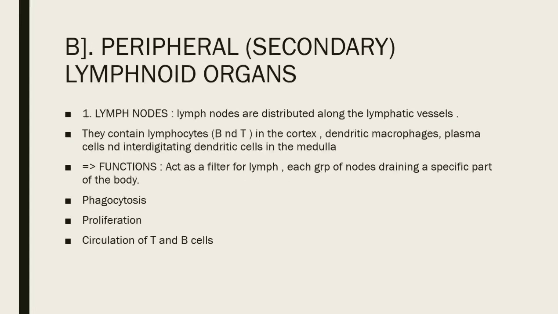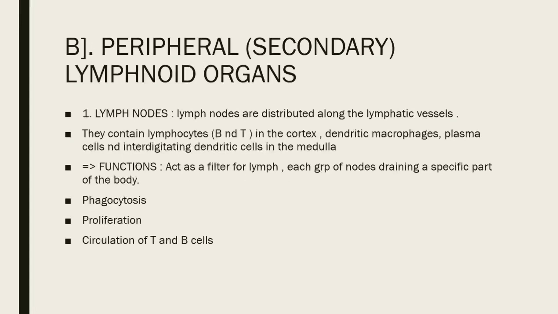Now, peripheral or secondary lymphoid organs. So, as we had plotted in the charts, we will discuss one by one in detail. So, first was lymph nodes. So, lymph nodes are distributed along the lymphatic vessels.